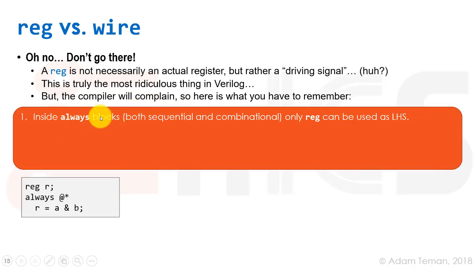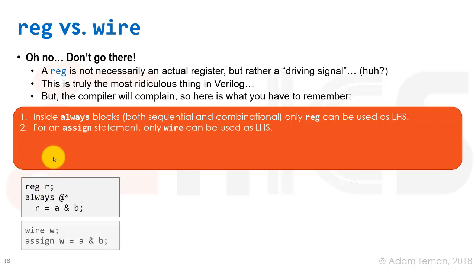So inside always blocks, either sequential or combinational, just as long as there's an always block, the left-hand side is only a reg. So here, we have an always at star. R is A and B. R is on the left-hand side. That means R is a reg. On the other hand, for an assign statement, the left-hand side is only a wire. So we have assign W equals A and B. Does exactly the same thing as this does. But since we use an assign, the left-hand side should be a wire.